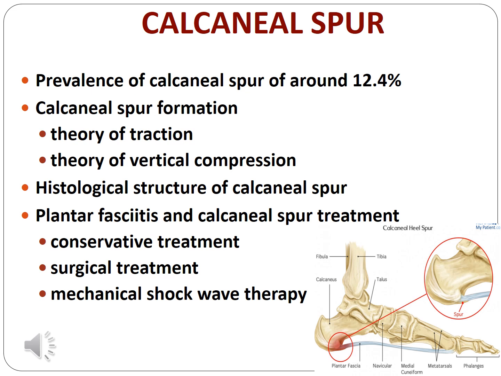There are two theories that attempt to explain the origin of the calcaneal spur: the theory of traction and the theory of vertical compression. Histologically, a calcaneal spur consists of a nucleus made up of mature lamellar bone, while intramembranous and endochondral ossification can be seen on the surface. The presence of osteoclasts as well as the irregular surface of the calcaneal spur suggests continuous active regeneration of bone tissue. Treatment for plantar fasciitis and calcaneal spur is similar. It can be conservative or surgical, and includes mechanical shock wave therapy.